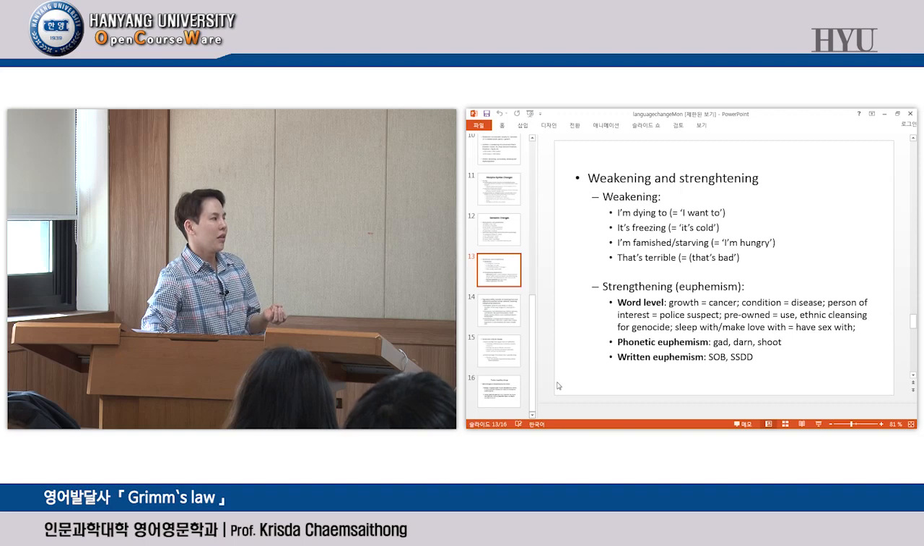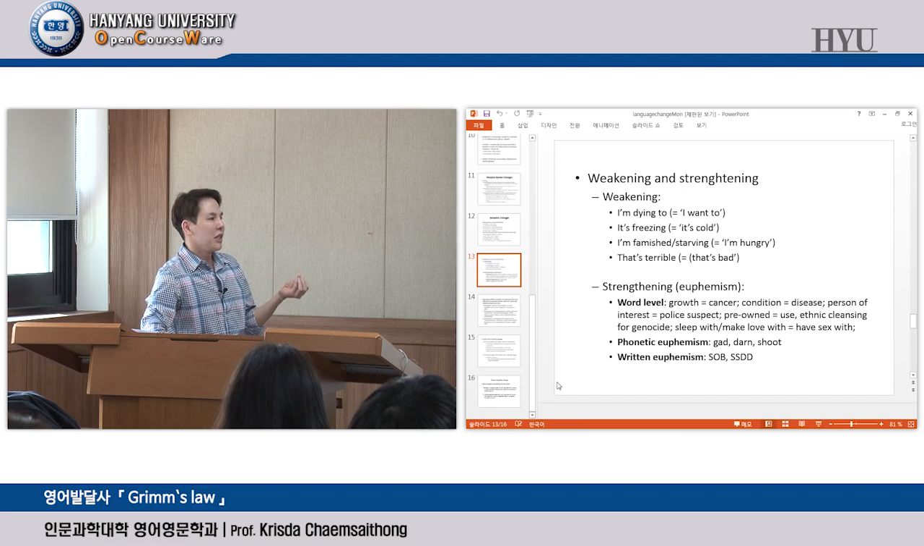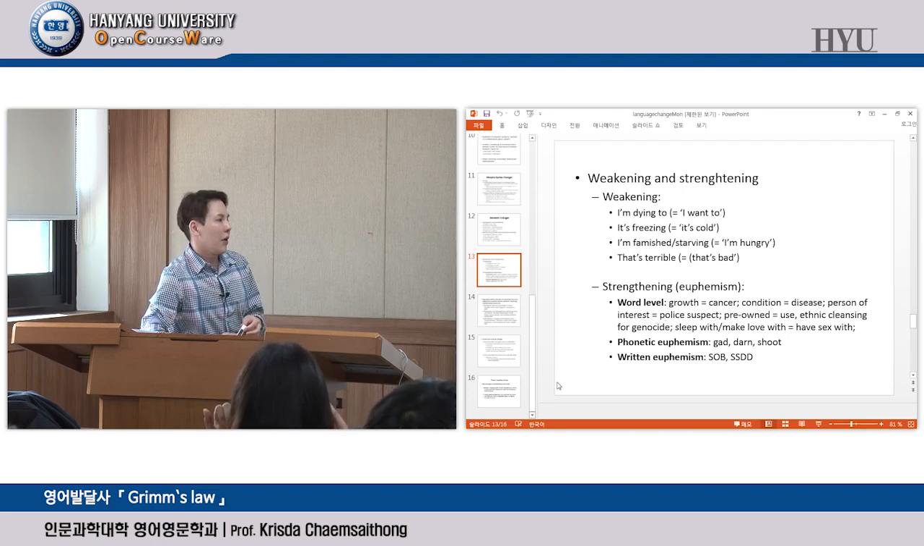Sleep with, make love with. So sleep with, just go to sleep, not like that, right? But we use it to mean to have sex with, right? Not just sleep, right? Or not just make love, right? So we strengthen the meaning of the original expressions. Typically for euphemism, you know, euphemism is to avoid saying offensive things, to make it sound less rude, less impolite. So you try to euphemize these expressions, the softer expressions. So you, in effect, strengthen the meaning.